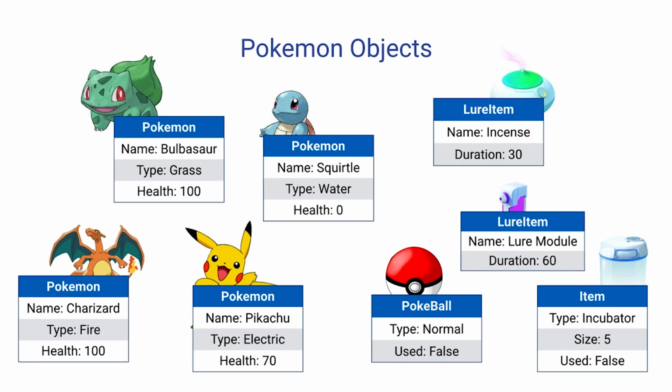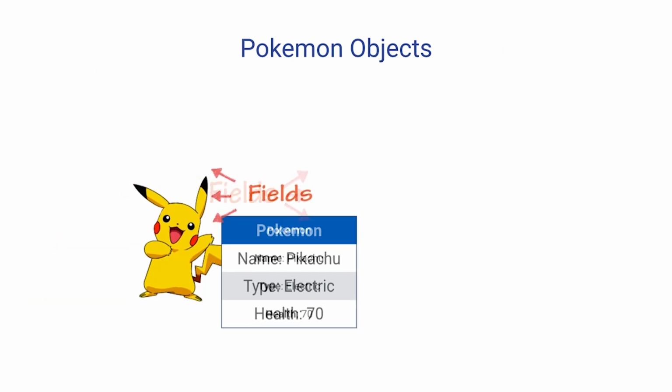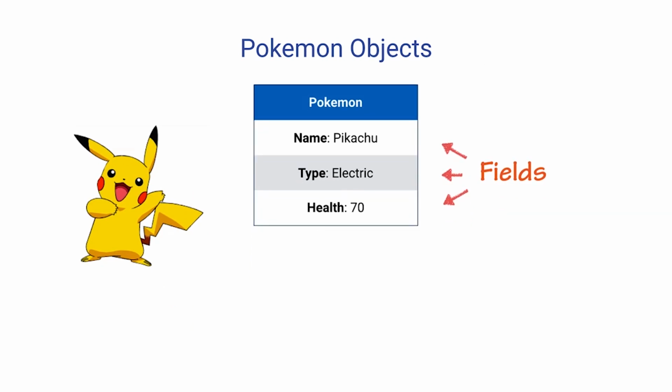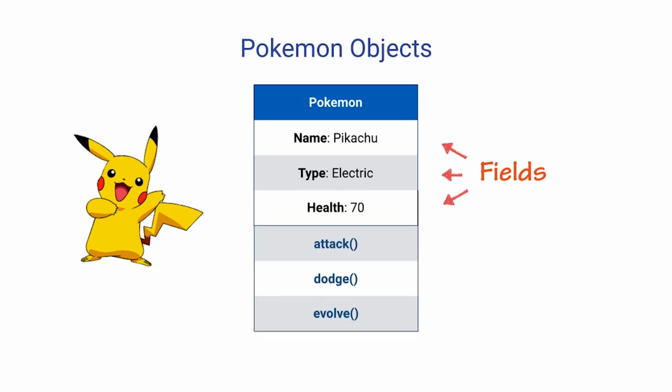Each object is responsible for holding the data that describes itself. A Pokemon object, for example, will have a name, a classification, and a number indicating its health level. These are referred to as fields. And along with having fields, objects are also typically capable of performing actions. A Pokemon, for example, can attack, dodge, and evolve. These actions in Java are referred to as methods.